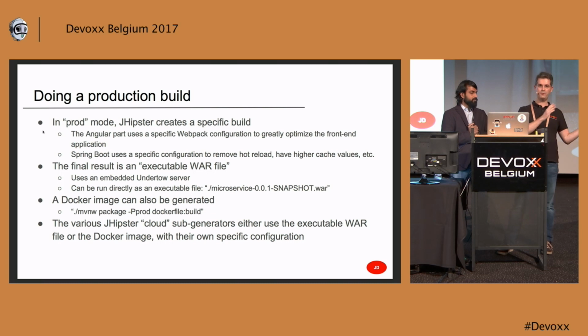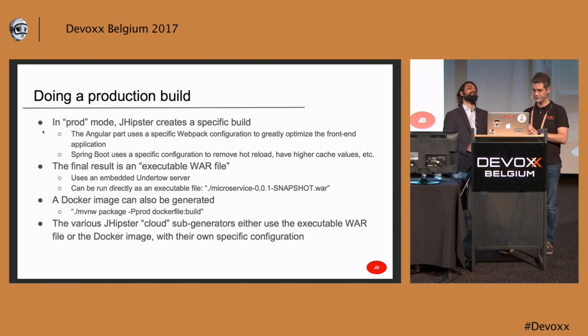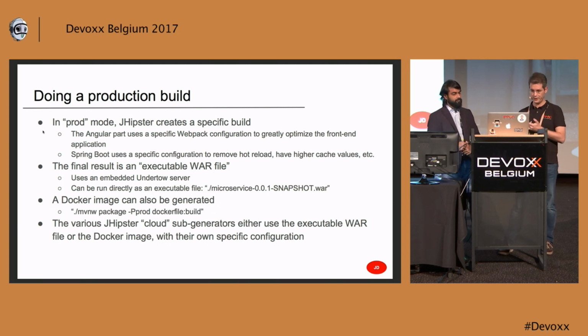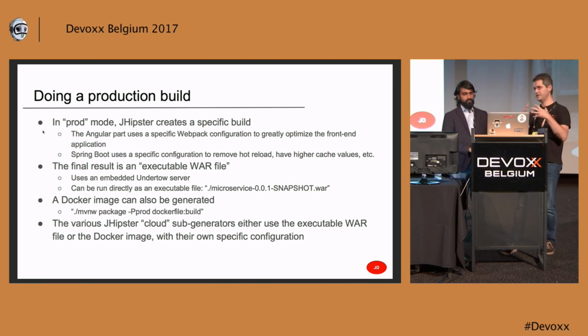With JHipster, we got a dev mode where everything is auto-loaded and so on. That was the biggest part of our talk last year: the developer experience. In prod mode, we have a specific build. That's what we do all the time with Docker. So we use a specific Webpack configuration to greatly optimize the front end. There's a lot of work from Deepu, from lots of people, but especially Deepu, on the Webpack configuration.